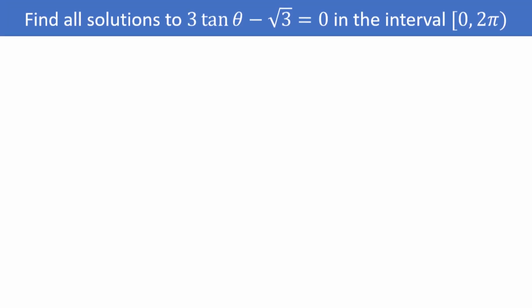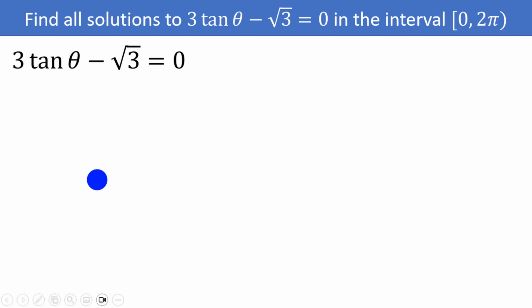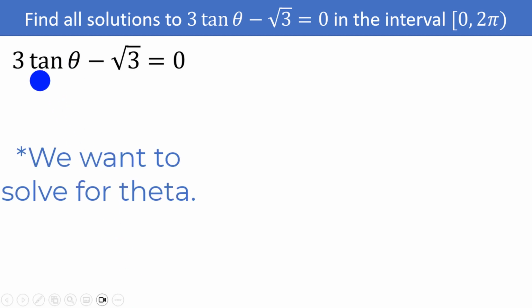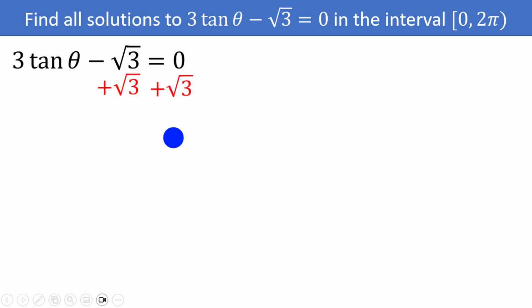All right, let's try another problem. We are asked to find all solutions to 3 tangent theta minus square root 3 is equal to 0 in the interval of 0 to 2 pi. So we have 3 tangent theta minus the square root of 3 is equal to 0. We want to solve for tangent of theta, so we will want to isolate that on one side of the equation. So let's add the square root of 3 to both sides.